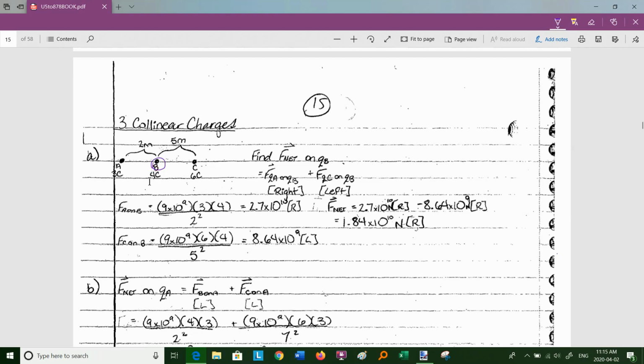So this is vector addition here, and I'm going to use rights and lefts. You can use east and west if you want. I don't want to use positives and negatives. I would rather use rights and lefts, but you could use positives and negatives if you want.